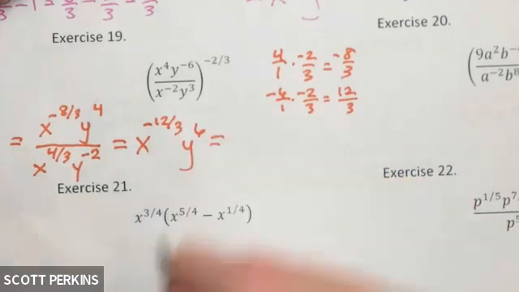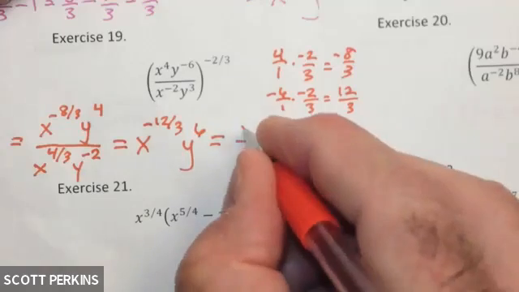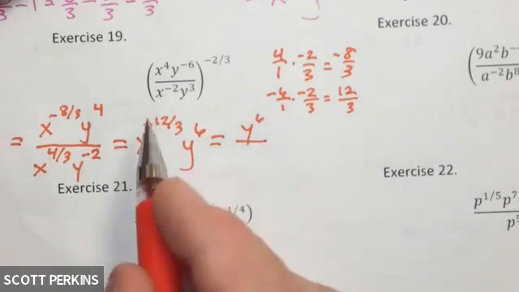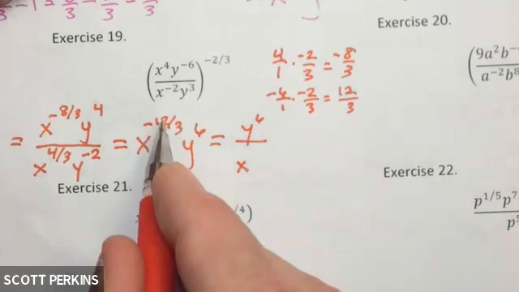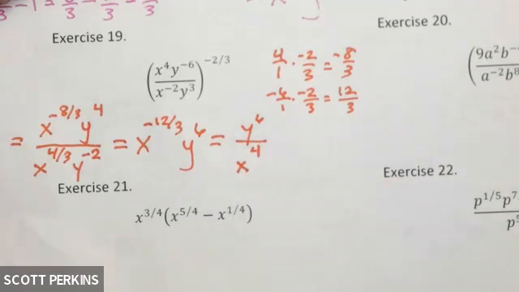One more step, we're done with the problem. So that y to the 6th is going to stay up top. The x to the negative exponent, that's going to go to the bottom. And then 12 divided by 3 is 4. And I have y to the 6th over x to the 4th. That is the first of the problems.